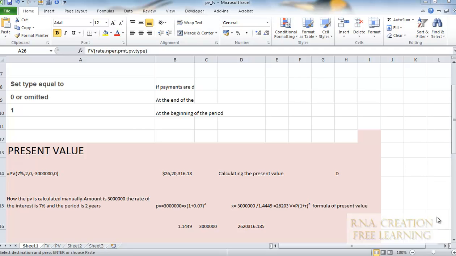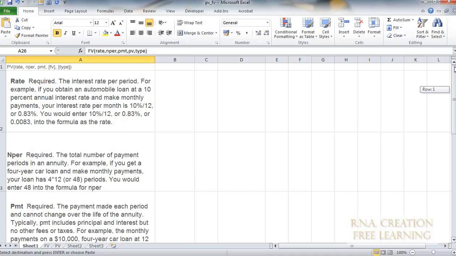Okay, now let's look at the formula and what it says first. The present value has these arguments. Whatever is in the square brackets is not actually compulsory. You may type it or you may leave it. That's the good part of Excel.